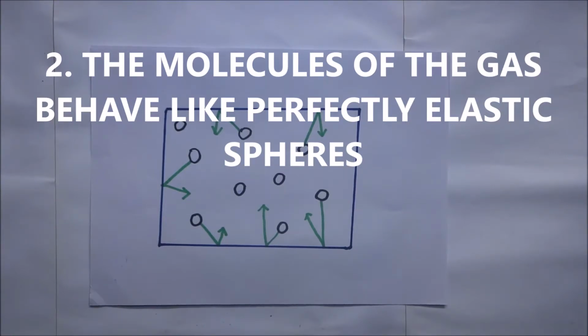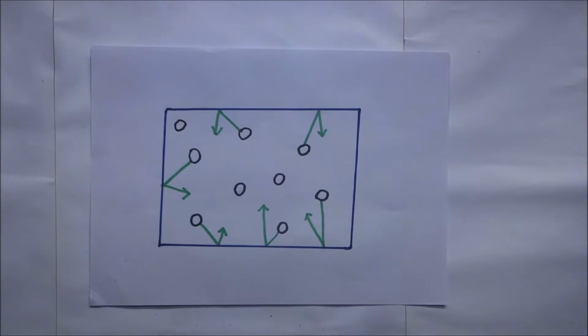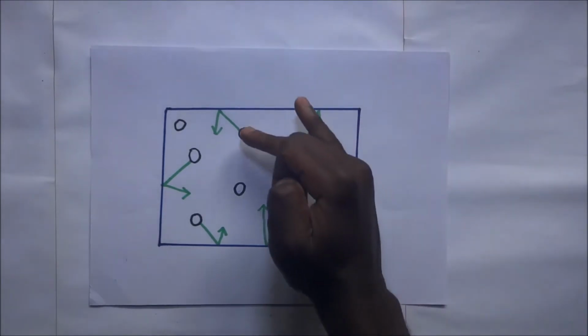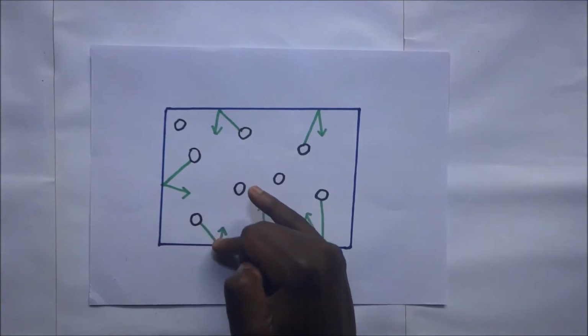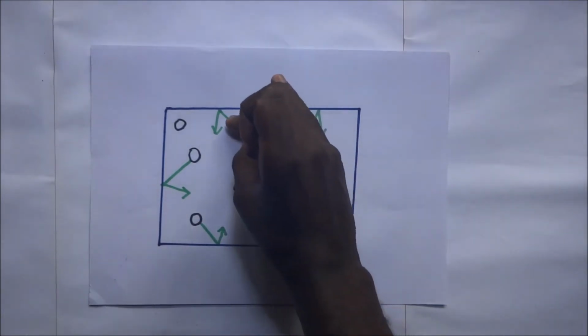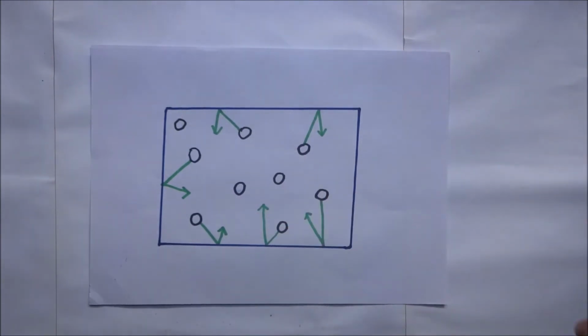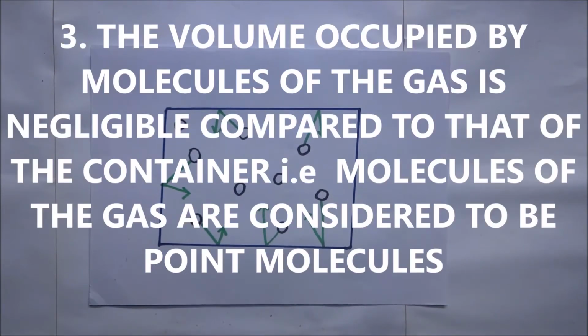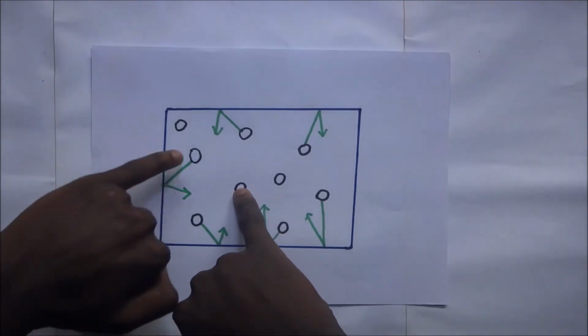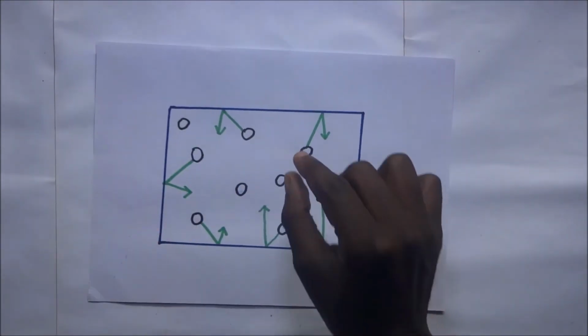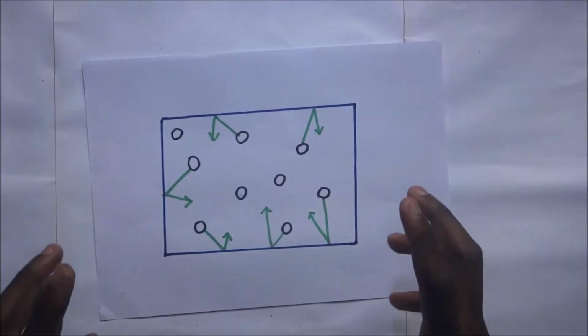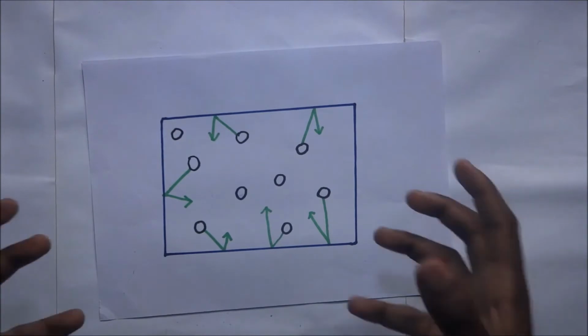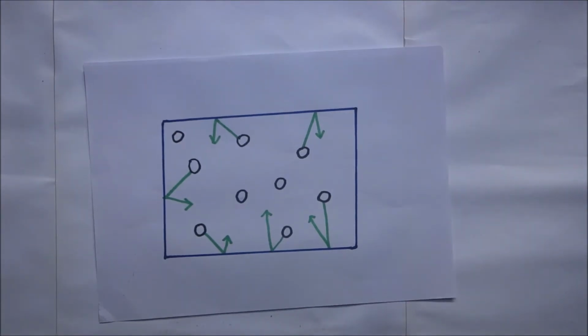The molecules therefore make perfectly elastic collisions. As they keep hitting the walls of the container back and forth, the collisions are elastic, meaning that the energy as they hit the walls of the container and back is conserved. Next, the volume occupied by the molecules of the gas is negligible compared to that of the container. In simple terms, the molecules of the gas are too small, and the volume they occupy is negligible compared to the total volume occupied by the gas. I may say that the molecules of the gas are considered to be point molecules.